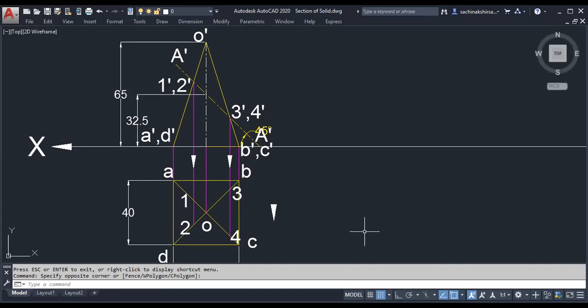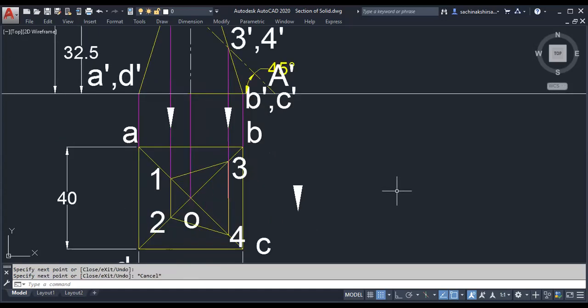We have to look at the cutting points and now join them. So join 1, 2, then 3, then 4, then 2, and 1. So are you getting it?